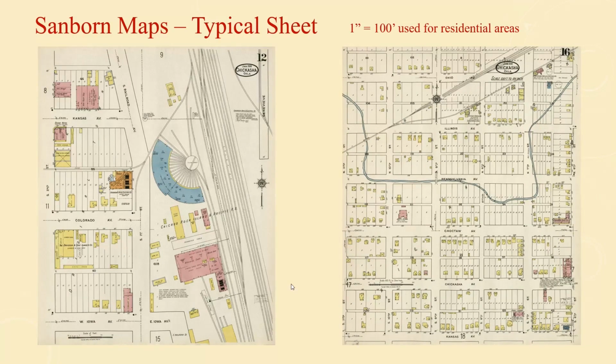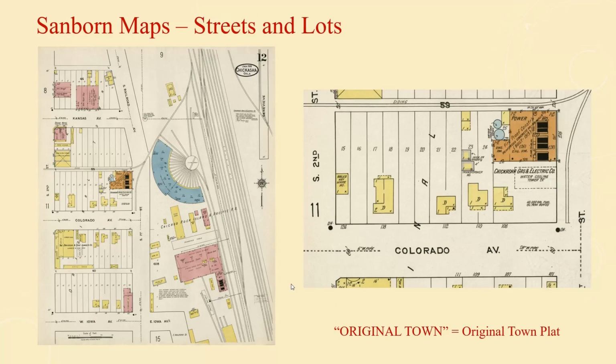Basic information you can find on the sheets include the streets and the lots. If you look at the map on the left, and if you look closely, let me see if I can highlight it here, along here there's some writing that says original town. That means it's the original town plat. And in the middle of each block, you will see a bold number. That's the block number from the plat.